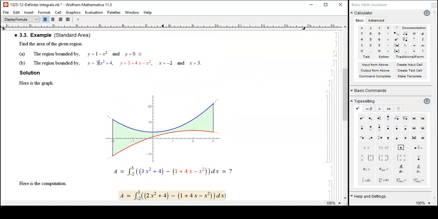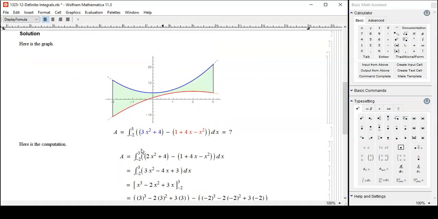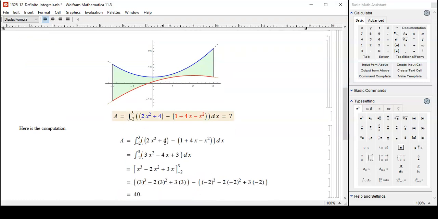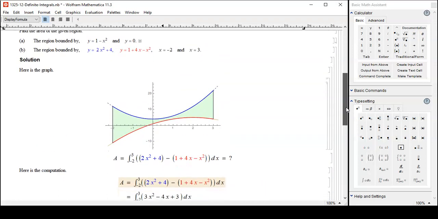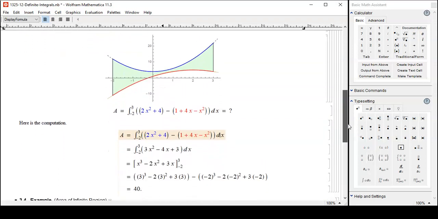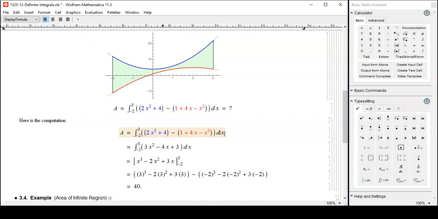Oh, looks like there must have been a typo. This should have been 2x squared minus 4. Okay, all right. Sorry about that. I'll correct it in the real version. And then do your computation. Break up the parentheses and like terms together, and then you get this.